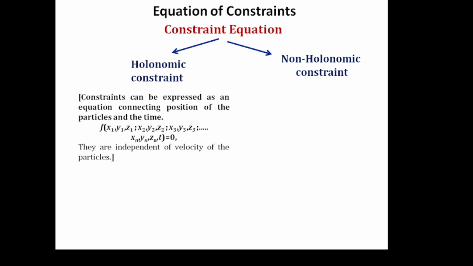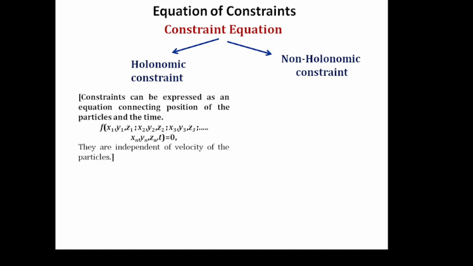The holonomic constraints can be expressed by a proper equation, and it connects the position of the particles and the time. The most important thing is, this is independent of velocity of the particles. One example is a bob oscillating. Here the equation is x square plus y square is equal to L square. This is a proper equation, and here only position is related. This is a velocity independent equation.